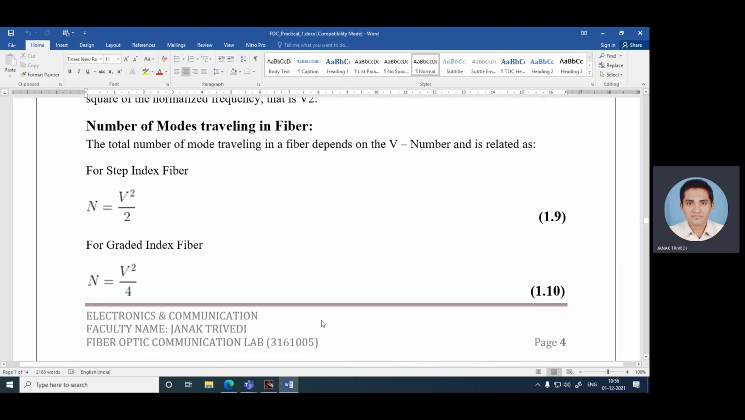Number of modes traveling in the fiber. The total number of modes traveling in a fiber depends on the V number and is related as, for a step index fiber, M is equal to V square by 2, or for a graded index fiber, M is equal to V square by 4. Mode you can define as M, capital M.